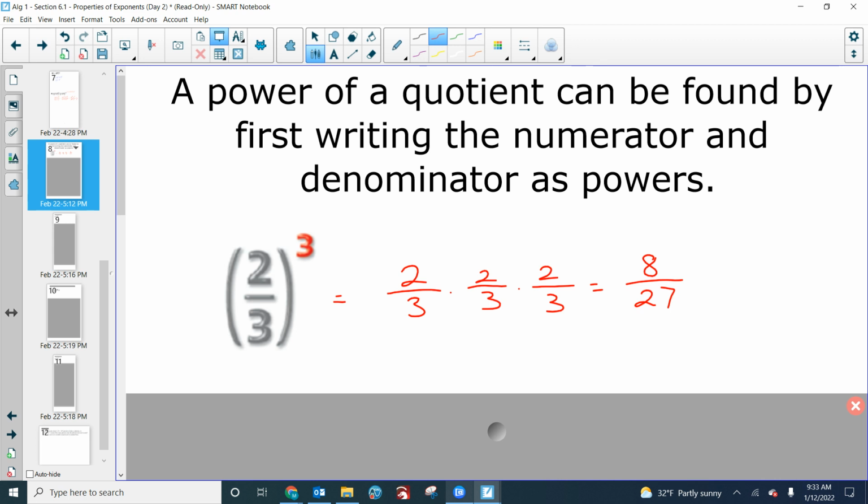2/3 times 2/3 times 2/3. What's 2 times 2 times 2? What's another way to write that? Not 8, but 2 to the third power. 3 times 3 times 3 could be rewritten as 3 to the third power. So if I have a fraction to an exponent, isn't that raising the numerator to that power and the denominator to that power? That could have saved us some time, right? 2 to the third is 8. 3 to the third is 27. Make sense?